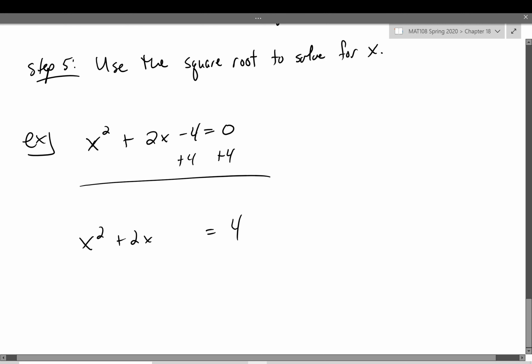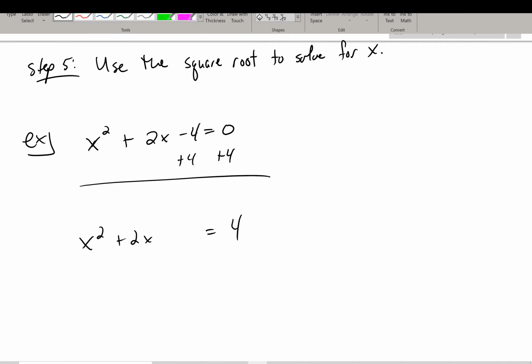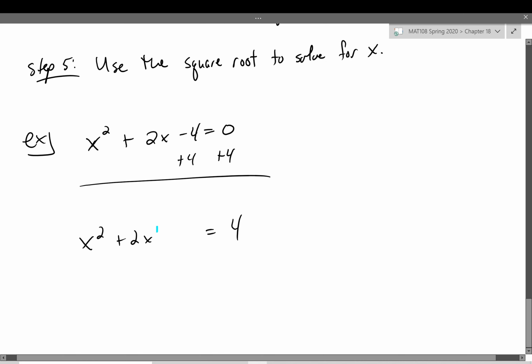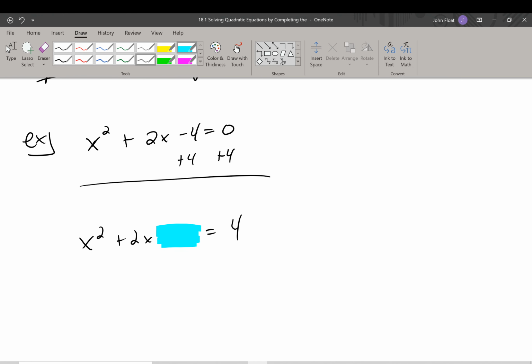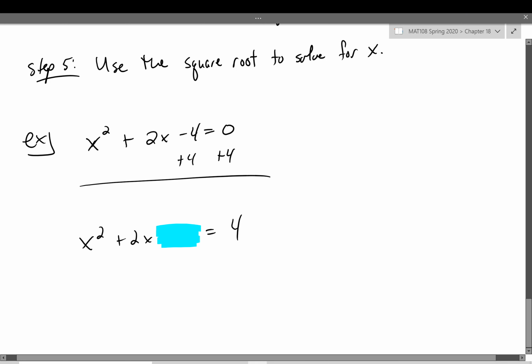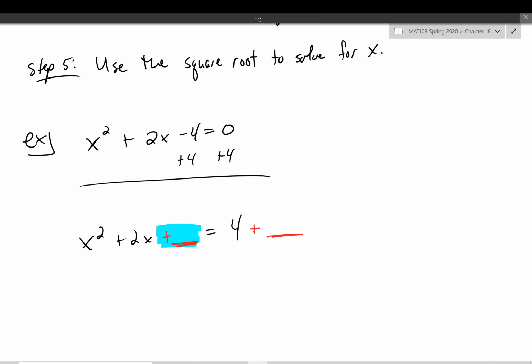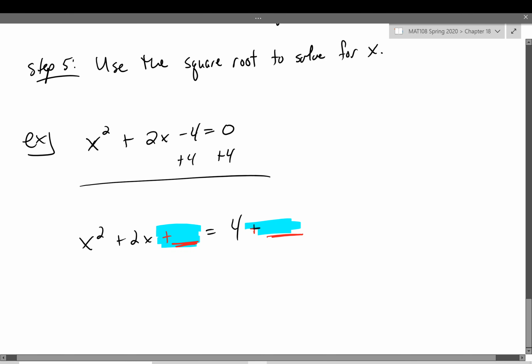Now, I want you to notice something here, all right? I put a big space right there. In fact, this is what I'd like you to do, okay? No matter what, as soon as you move this c term, I want you to put plus and a line. And on the right-hand side of the equation, I want you to put plus and a line, okay? You'll see why. You'll see where that comes into play, okay?